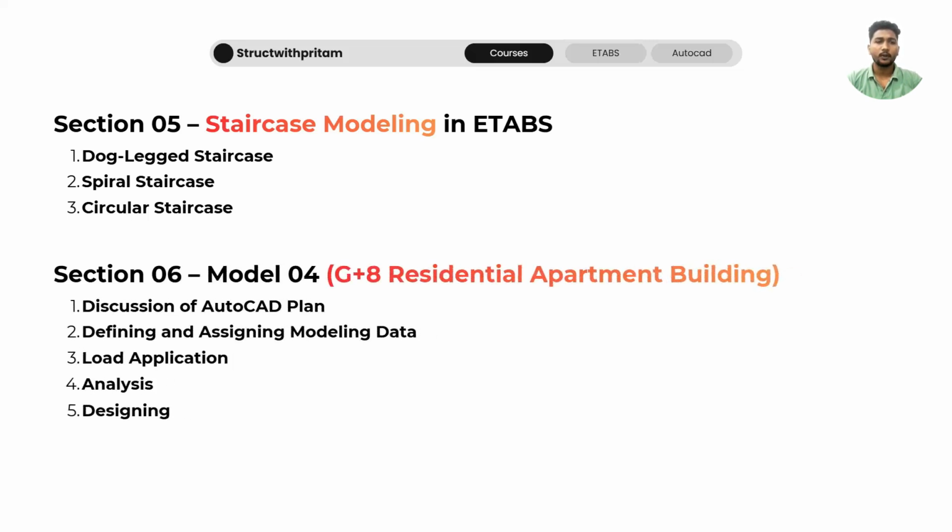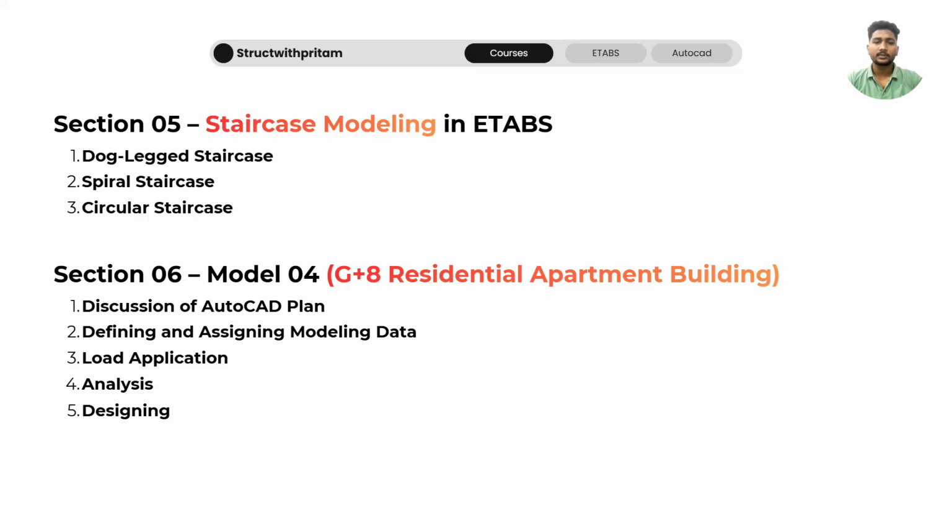In section 6, we have taken model 4. Till now we have covered 3 models and the staircase part, so all your concepts will be cleared. After section 5, we will start with section 6, where we will start with model 4, which is a bigger building, that is the G+8 residential apartment building. Okay, in it we will be seeing the discussion.